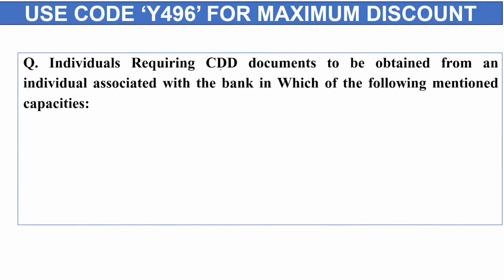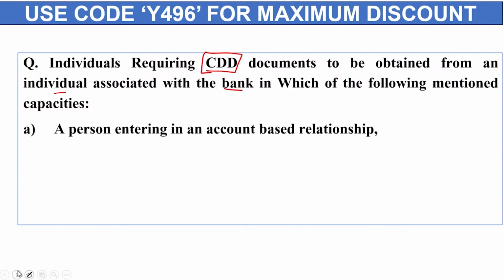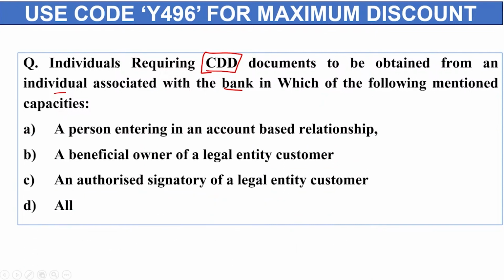Next, individual requiring the customer due diligence document to be obtained from an individual associated with the bank in which of the following mentioned capacity? Customer due diligence simply means that you are inspecting the customer. Inspection of the customer is known as customer due diligence. So it will be done in the capacity of a person entering an account-based relationship, a beneficial owner of a legal entity customer, an authorized signatory of a legal entity customer, or all of the above. A, B, C, or D?